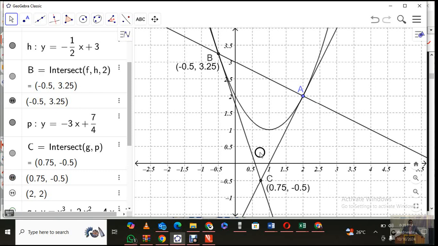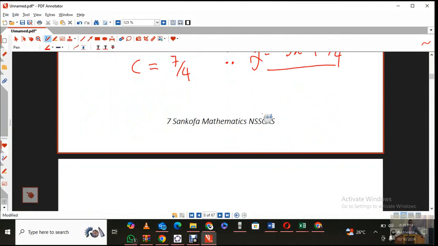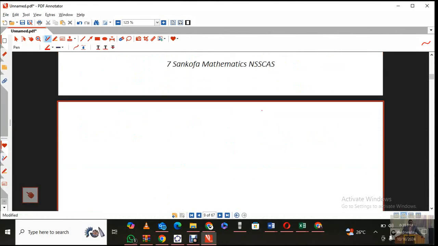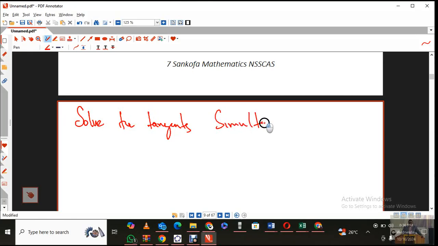So we are going to take these two tangents and equate them to each other. So we're going to solve them simultaneously. That means you're going to solve the tangents simultaneously.